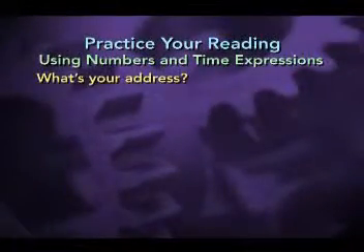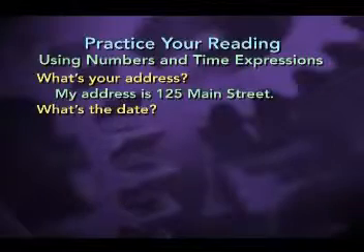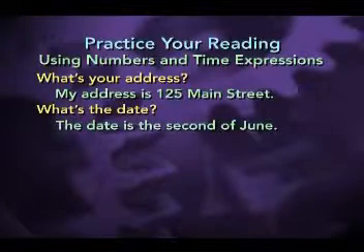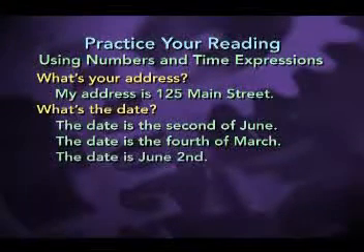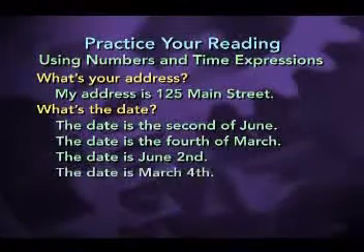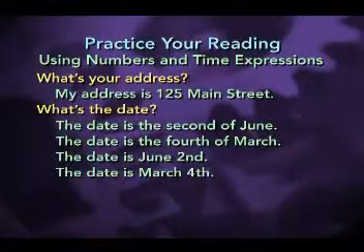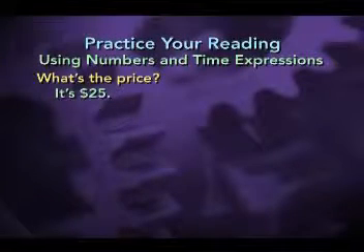What's your address? My address is 125 Main Street. What's the date? The date is the 2nd of June or the 4th of March. Another way to say the date is June 2nd or March 4th. What's the price? It's $25.